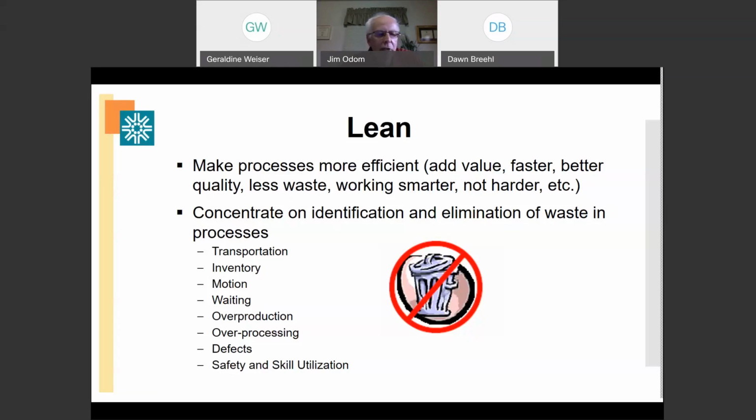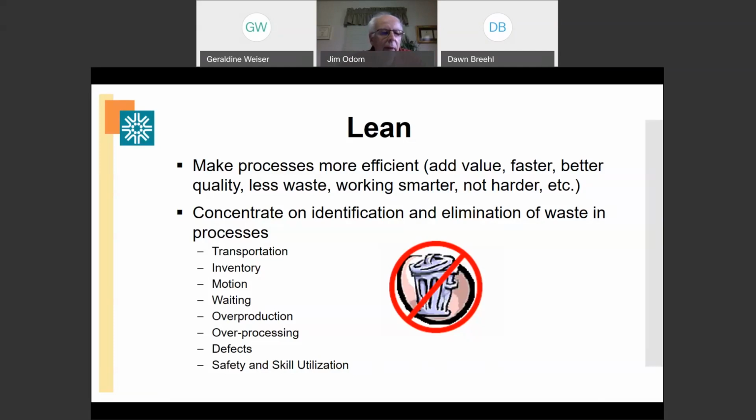Overprocessing. Overprocessing is giving your customer more than what they need or more than what they want, from the standpoint of you're giving it to them basically for free. A good example is when you have extra packaging so that the product doesn't get damaged in shipment. In a lot of cases we go overboard, and that's a total waste, because customers a lot of times have to throw that extra packaging away.